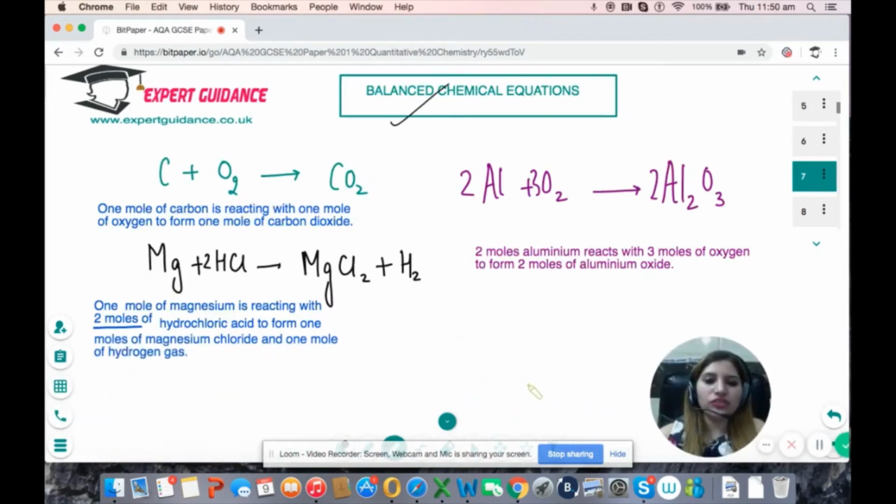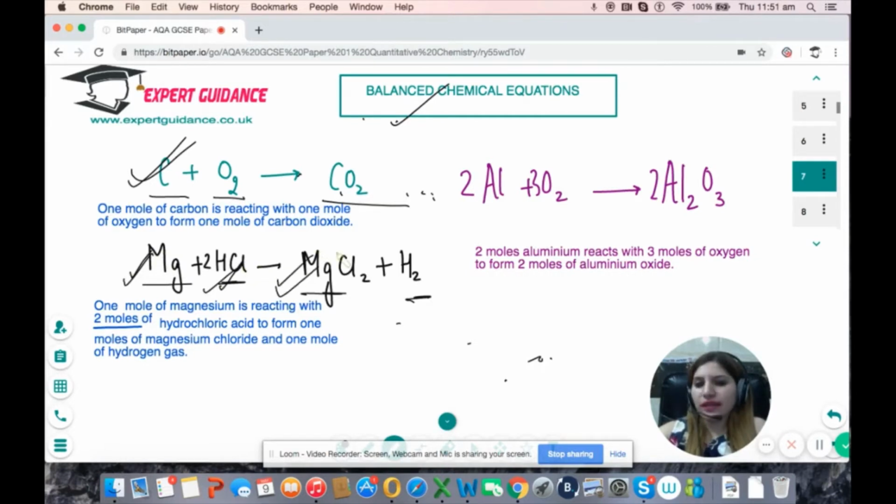Now there are a lot of questions where you will be asked to find the moles or masses from the balanced chemical equation. For that, it is very important you understand how you balance the equation and what information a balanced chemical equation gives us. So if this is an equation, carbon plus oxygen gives carbon dioxide, this equation tells us that 1 mole of carbon is reacting with 1 mole of oxygen, making 1 mole of carbon dioxide. On the other hand, the next equation, Mg plus 2HCl gives MgCl2 plus hydrogen, tells us that 1 mole of magnesium combines with 2 moles of hydrochloric acid to form 1 mole of magnesium chloride and 1 mole of hydrogen.